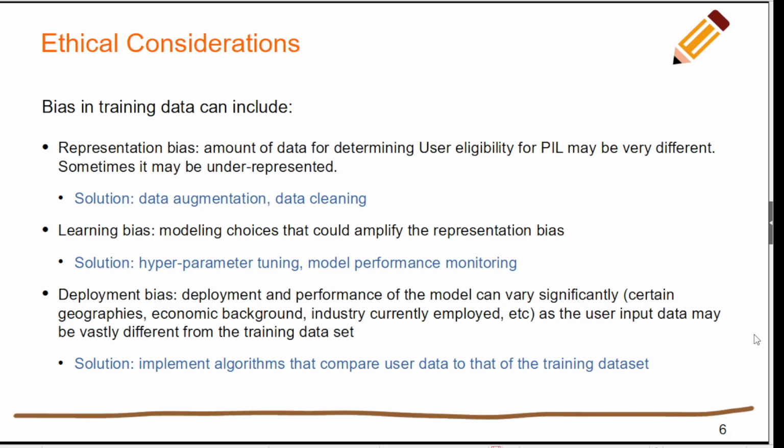Next, we will also address the learning bias, which is identified during modeling, and this could also amplify the representation bias. The way that we plan to address this is using appropriate hyperparameter tuning and model performance monitoring. Finally, when it comes to deployment, we will make sure that the algorithms that are implemented compare user data to that of the training data set, so that the performance of the model, which can vary significantly in certain geographies, economic backgrounds, or current employment industries, is mitigated.